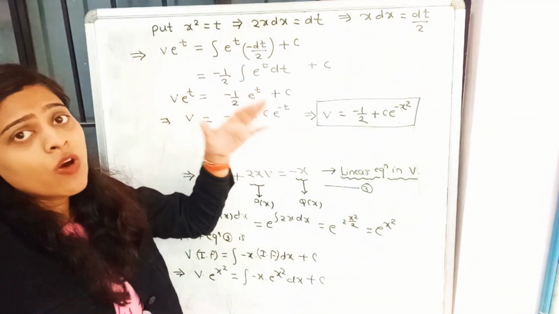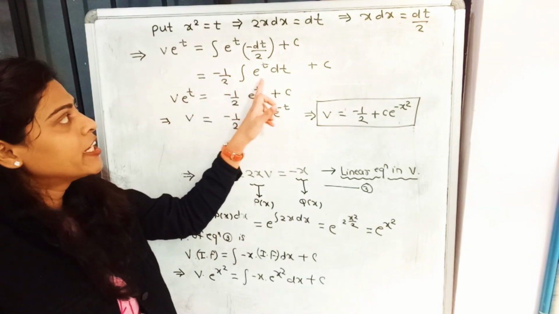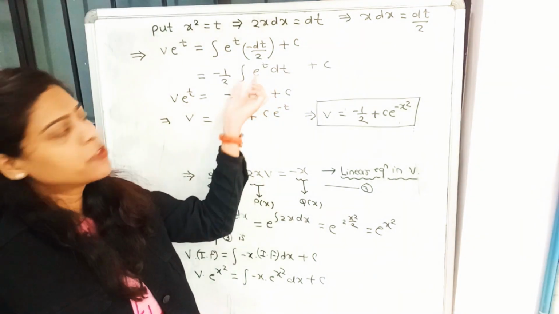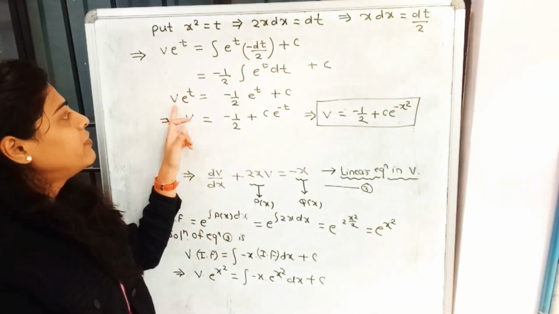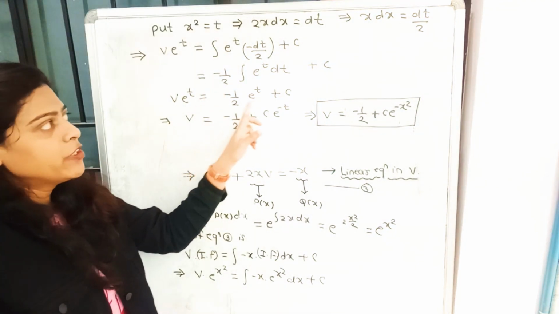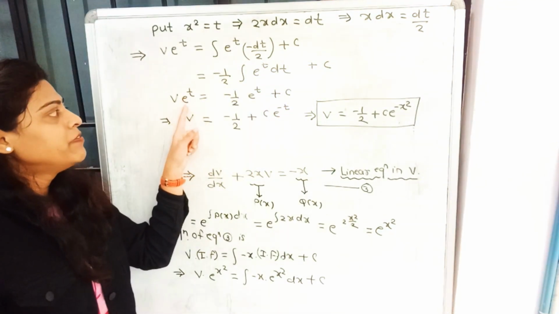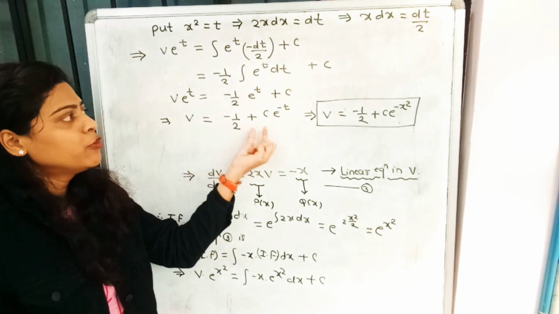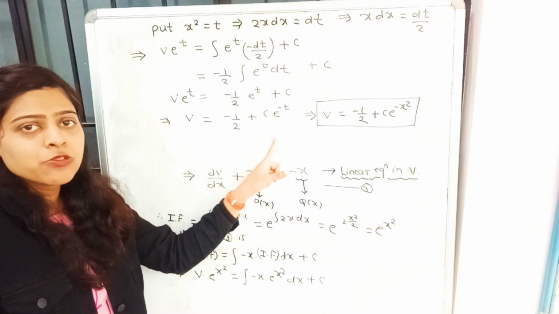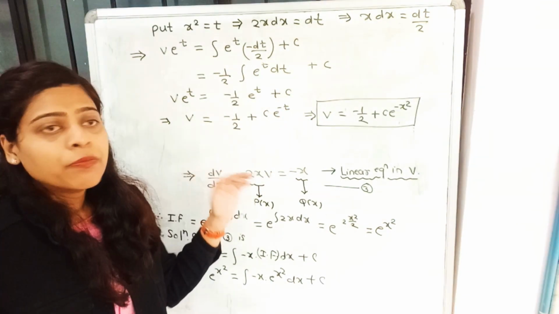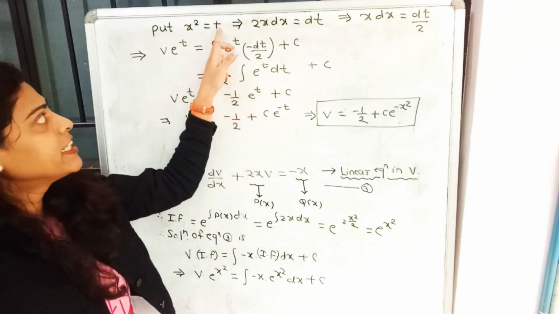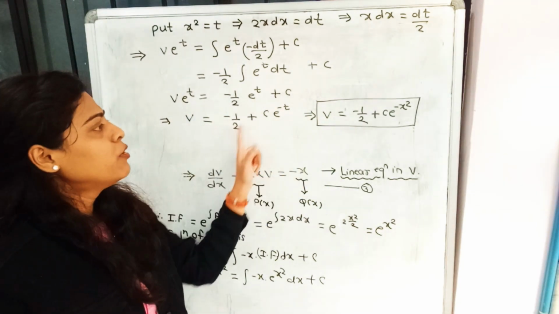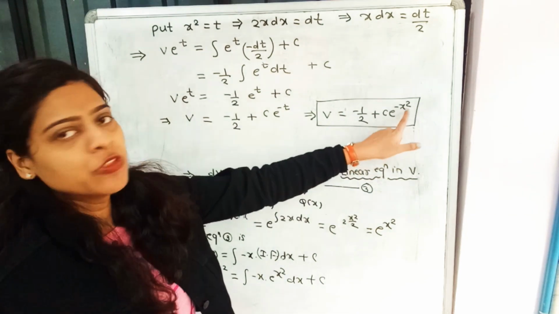Simplify this by taking the constant term outside: minus 1 by 2 integral of e raised to t dt plus c. We already know that the integral of e raised to t is e raised to t. So we have v times e raised to t equal to minus 1 by 2 times e raised to t plus c. When we divide by e raised to t on both sides, we get v equal to minus 1 by 2 plus c, as 1 by e raised to t is e raised to minus t. But this equation is in the form of t, and t is equal to x squared. So put that value here, then we get v equal to minus 1 by 2 plus c times e raised to minus x squared.